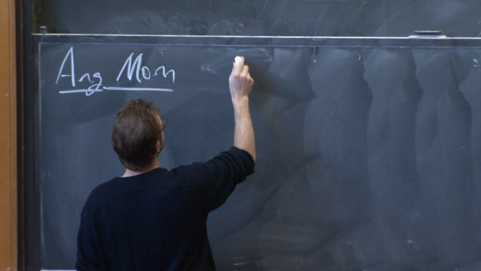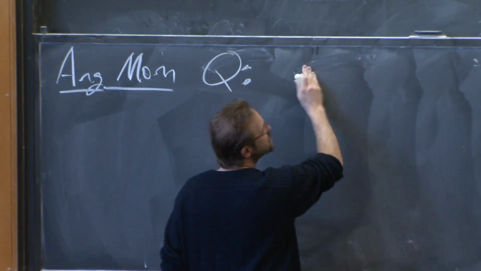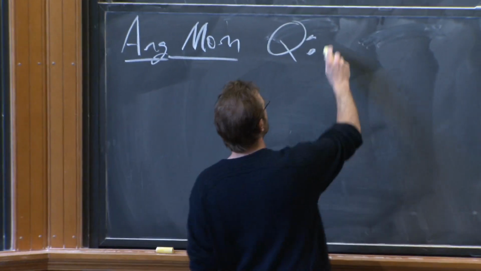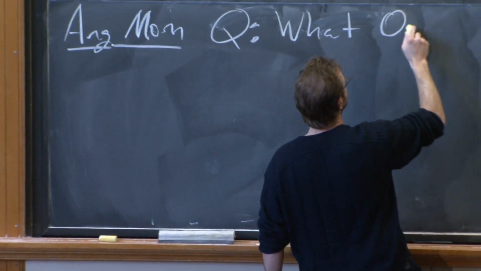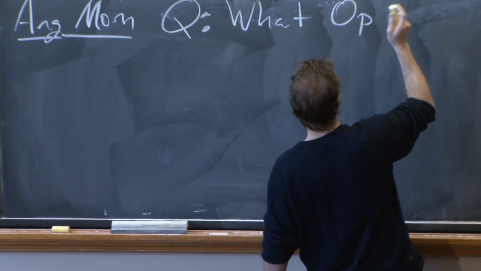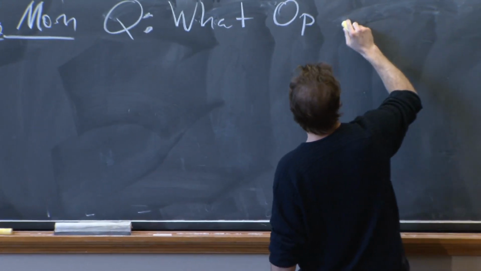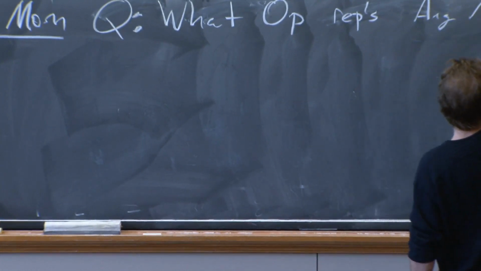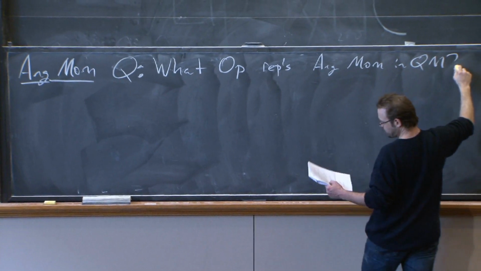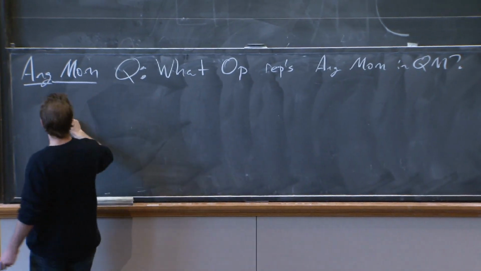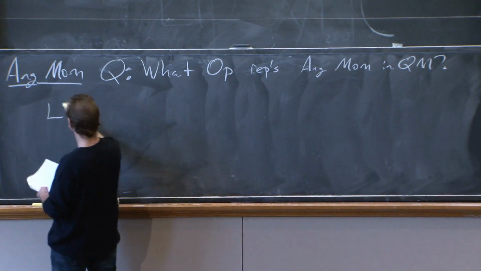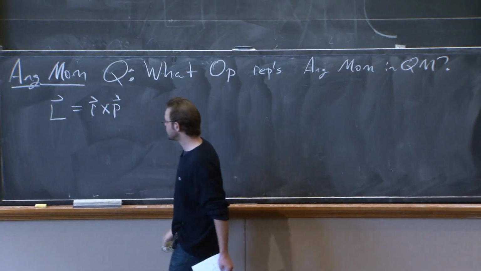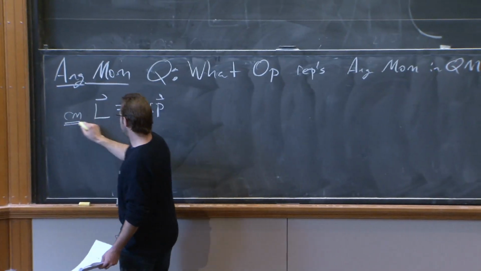And I want to start with the following question. In the same sense as we started out by asking what represents position and linear momentum in quantum mechanics, what operator, by our second or third postulate, I don't even remember the order now, represents angular momentum in quantum mechanics? OK? And let's start by remembering what angular momentum is in classical mechanics. So L in classical mechanics is r cross p.